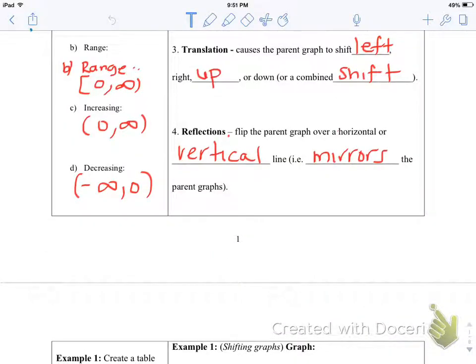There are the answers on the left hand side for range, increasing and decreasing. Hopefully you got those correct. Number 3, translation, that causes the parent graph to shift left, right, up, down, or a combined shift. And then reflections flip the parent graph over a horizontal or vertical line, and it mirrors the parent graph.